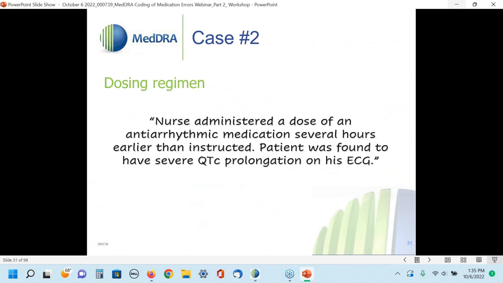For those in the audience who are nurses, I apologize. It looks like we're beating up on nurses here. But again, most times in a healthcare setting, it is a nurse who is administering a drug, and that's a potential spot for medication errors to occur. But this one says, nurse administered a dose of an antiarrhythmic medication several hours earlier than instructed. The patient was found to have severe QTC prolongation on his ECG.